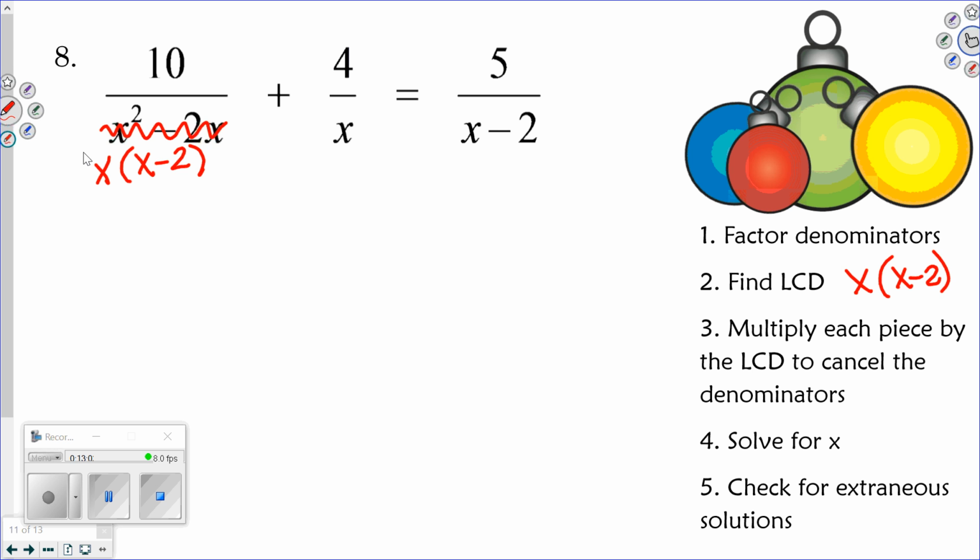It's very helpful, I think, to write whatever your LCD is off to the side, just so you know what it is. It helps you with the restrictions and checking for extraneous solutions. So x and an x minus 2. I'm going to write that on all of them.